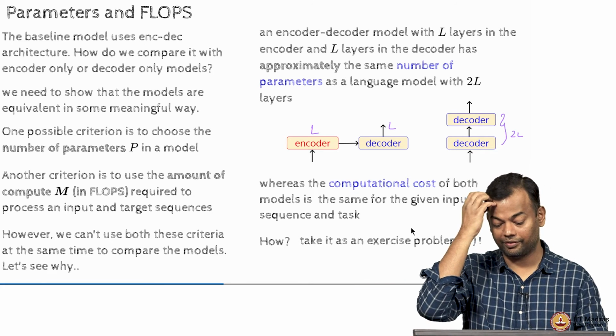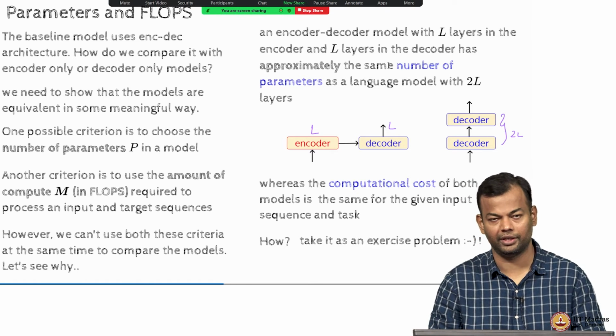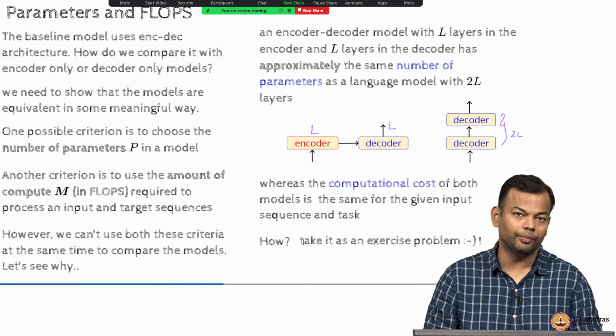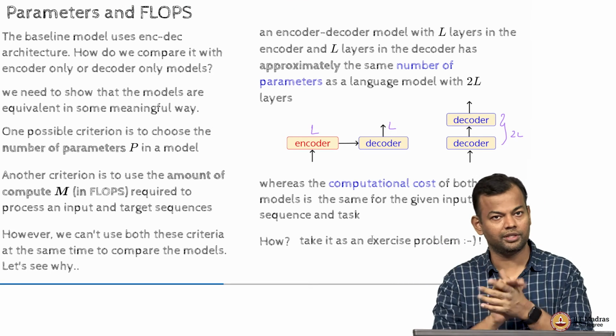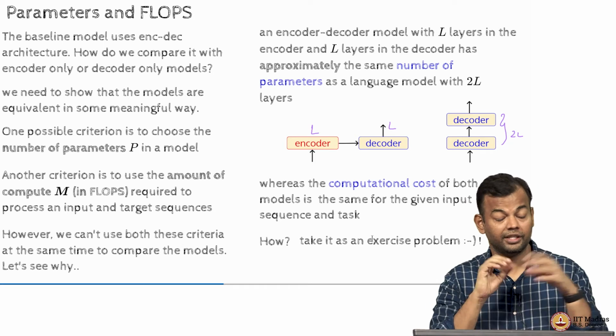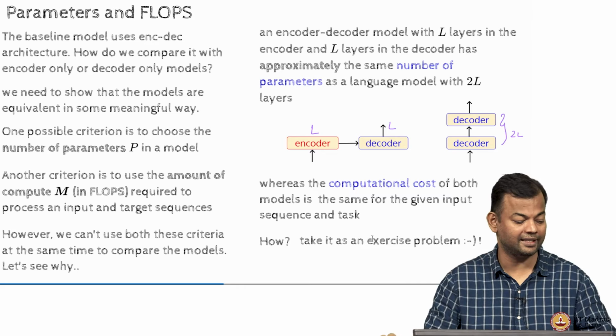We'll have this as one of the quiz questions, right? So it's an easy computation. You could also just Google for it and you'll understand, right? So what I'm saying is that you could either look at the number of parameters and say that these two models have the same number of parameters, or that they're doing the same number of computations and hence they are comparable, right?